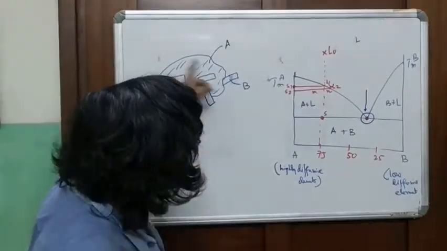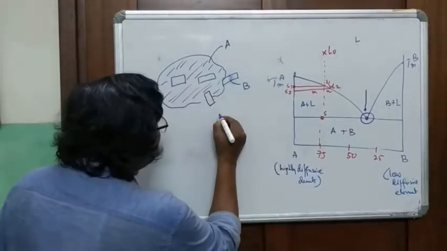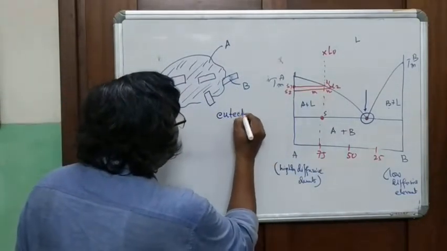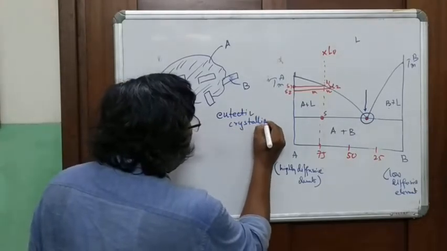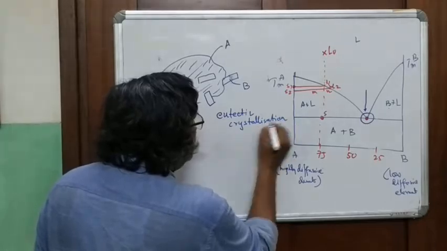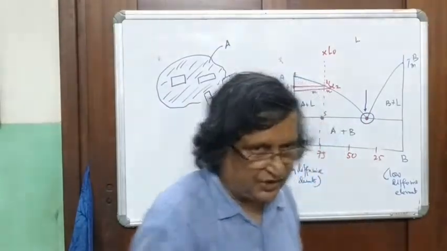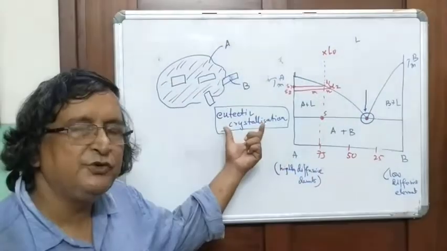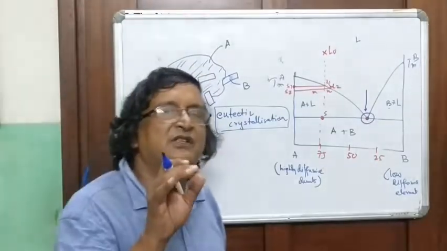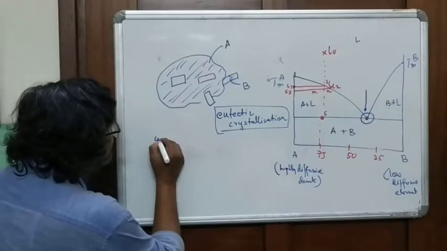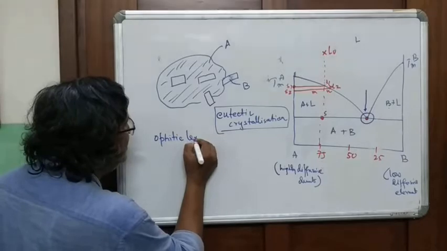This is a classic case of cotectic or eutectic crystallization, where two minerals grow simultaneously but have different nucleation rates and growth rates. And this is very typical for eutectic crystallization. So you have this type of texture. One texture is famously called ophitic texture, O-P-H-I-T-I-C, ophitic texture.